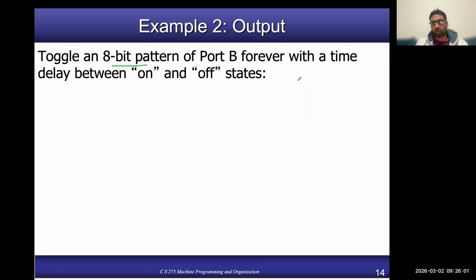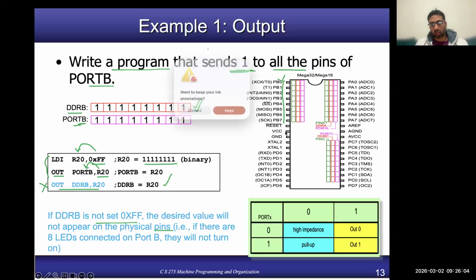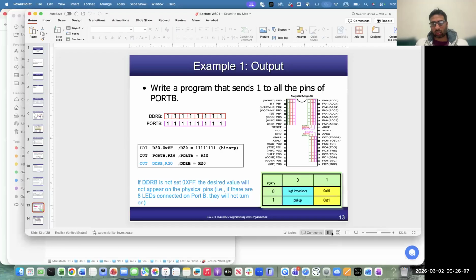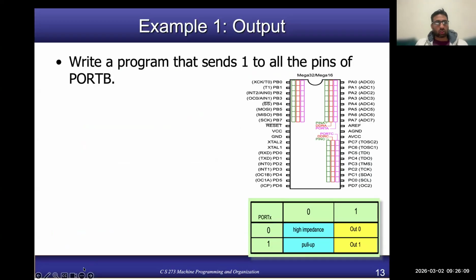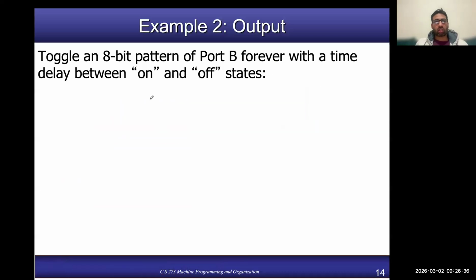So what we want to do is this. Let me go to the previous slide and discard these markings. Now, what we want to do in the next example is the following. You want to first configure this port B in the output mode, right? And then you need to first send all ones on this port, then wait for some time, and then send all zeros on this port. Okay. So you are supposed to do this in a loop, right?